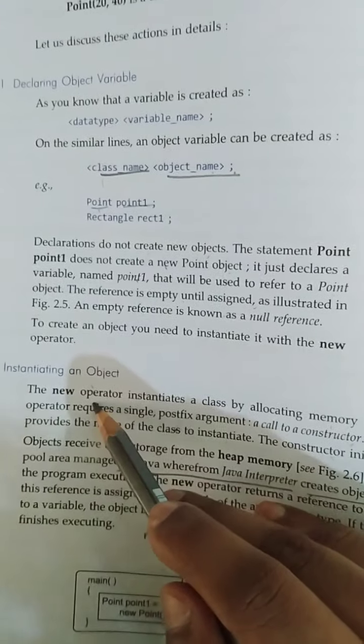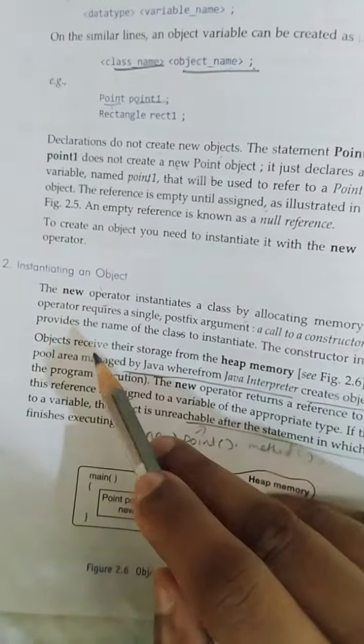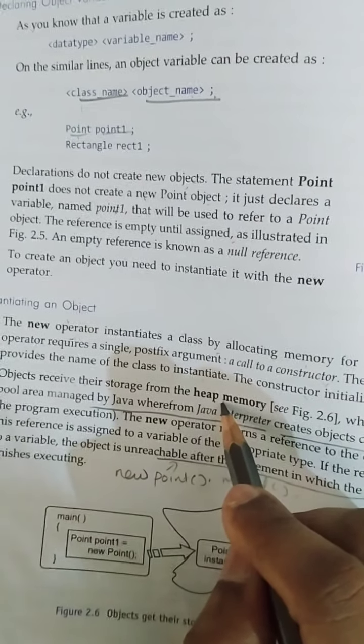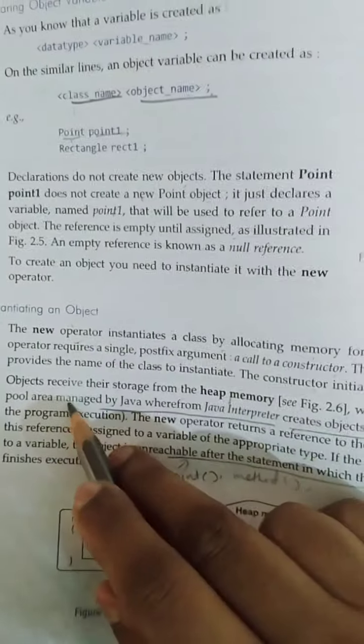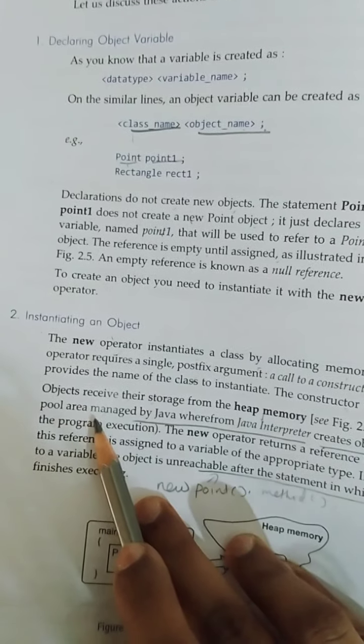When you use the keyword new, memory is allocated for that object. Objects receive their storage from the heap memory. There is a memory known as heap memory, and from that, the object will receive a storage, which is simply a memory.